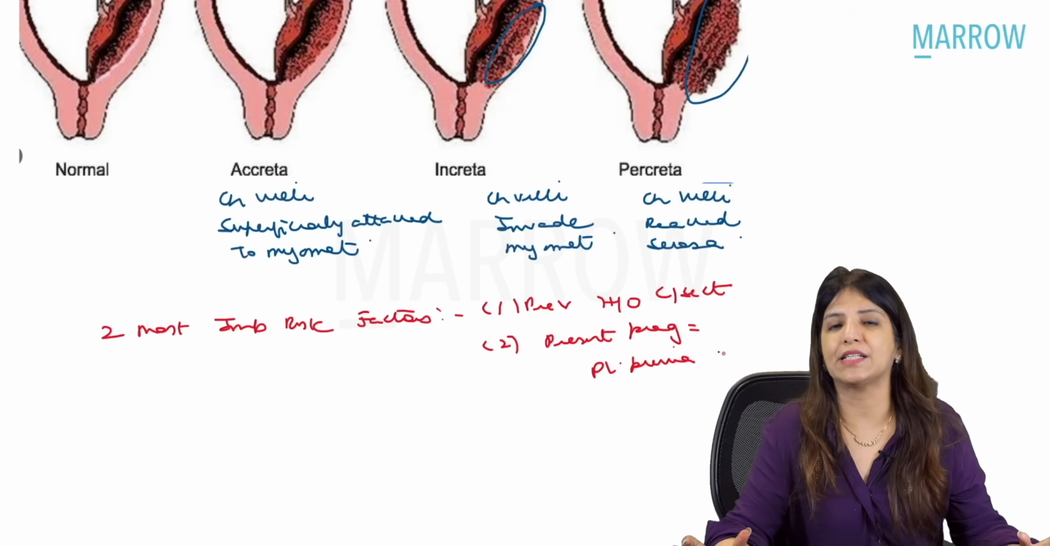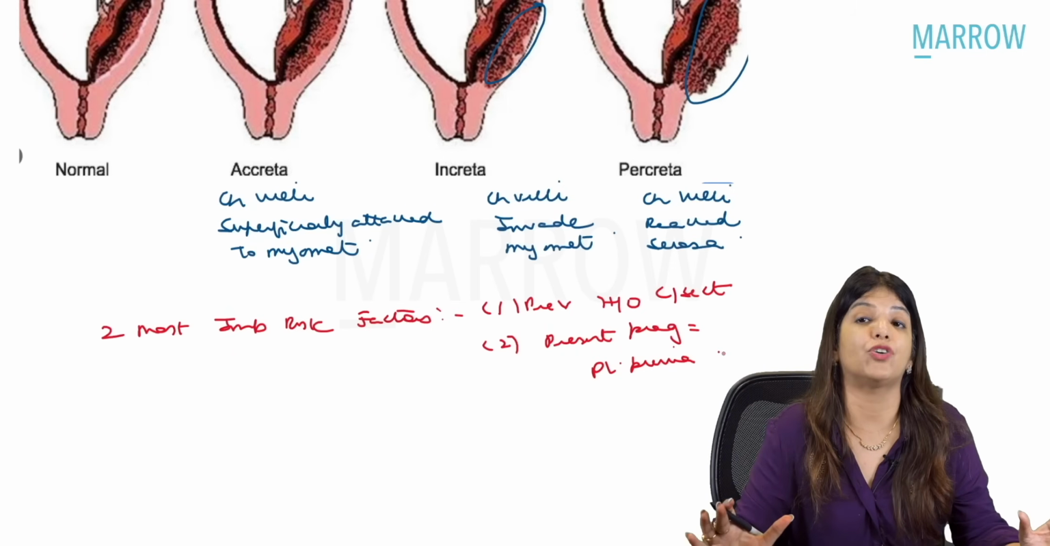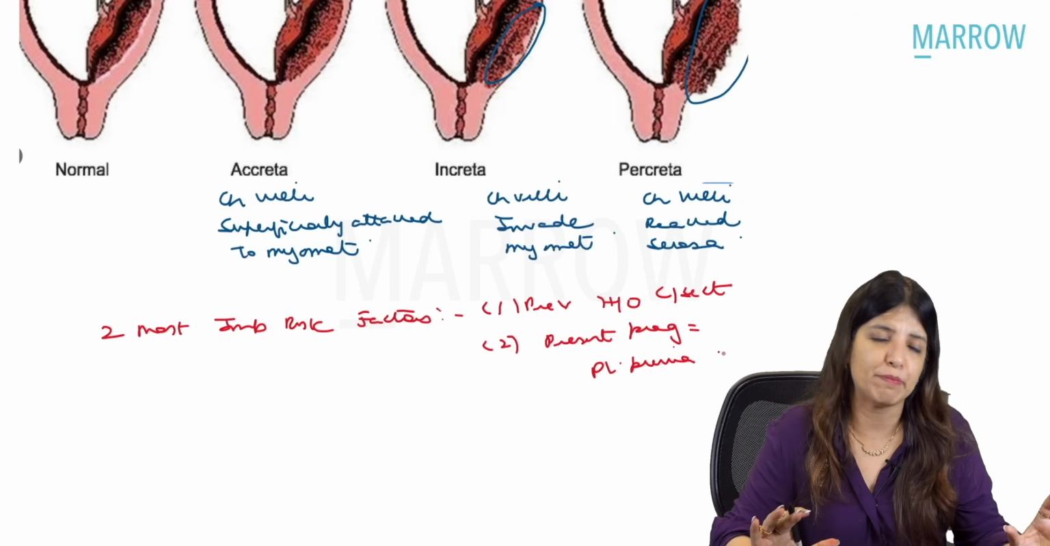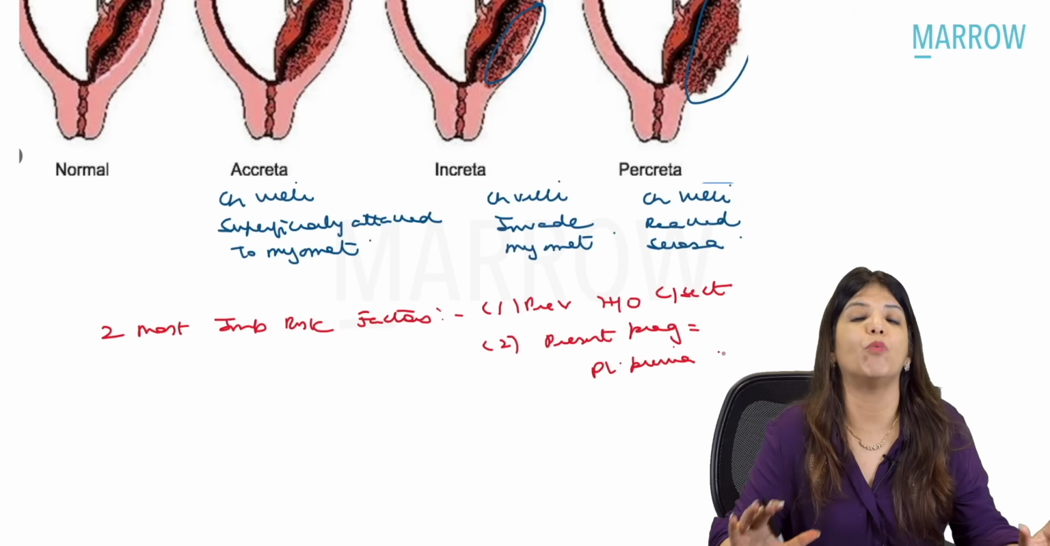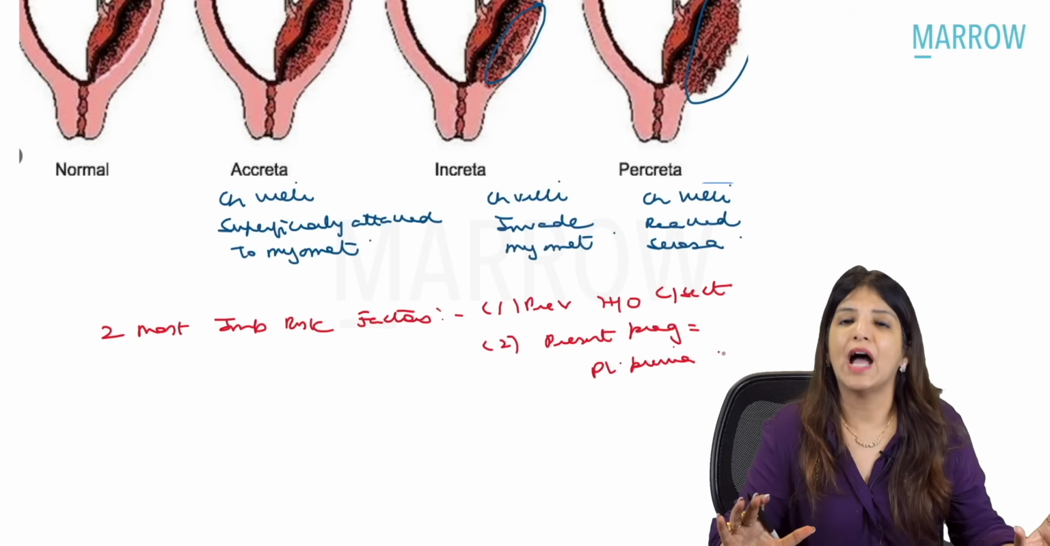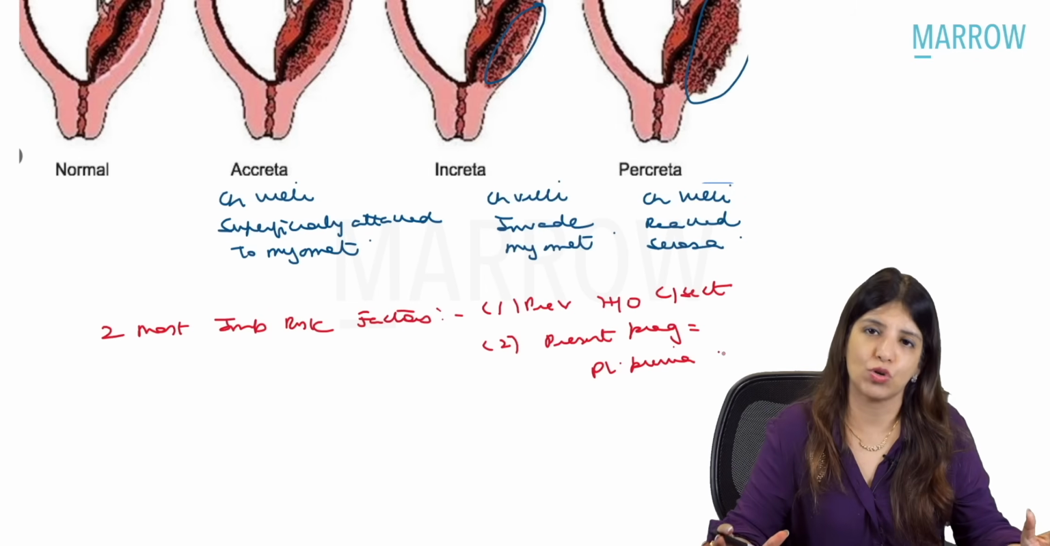A patient of placenta accreta will present to you with intractable PPH. No matter how much you try, the PPH will not be controlled because the placenta will not get removed. And that is why the management is hysterectomy.